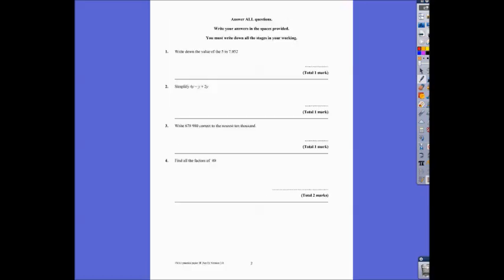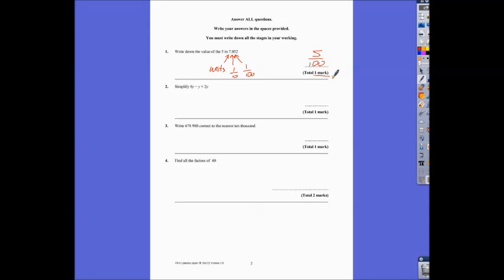Question 1. Write down the value of the 5 in 7.052. Well, the 7 is in the units column, the 0 is in the tens column, and the 5 is in the hundreds column. And the 2 would be in the thousands, but we're only after the 5, so that would be 5 hundredths. You could cancel that down, but it's only one mark, and it's after the place value, so you leave that as 5 over 100.